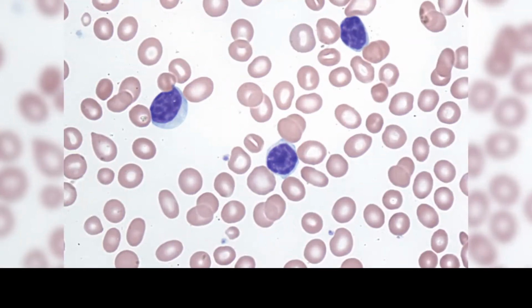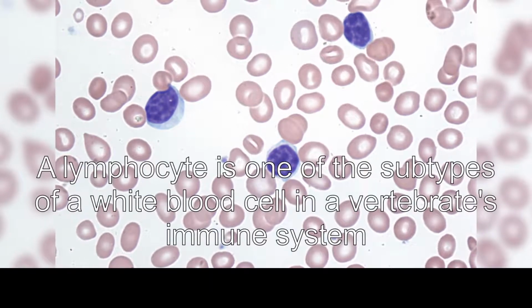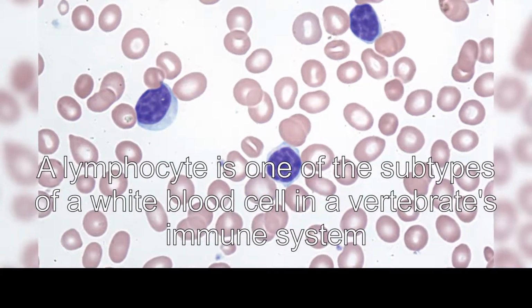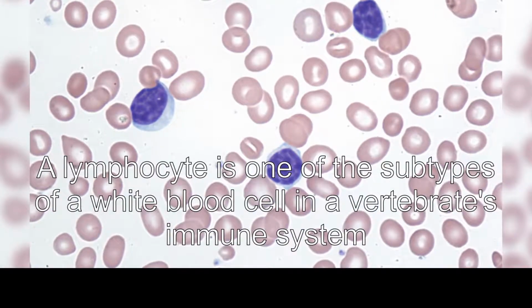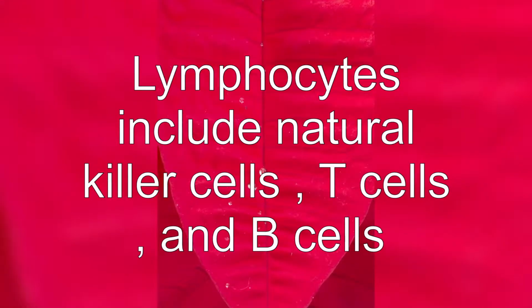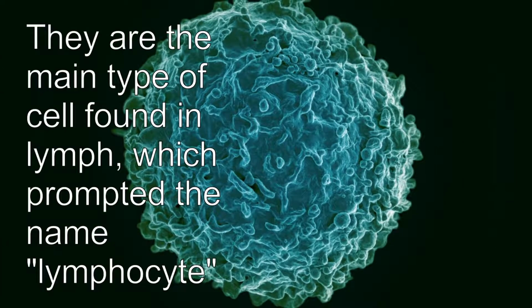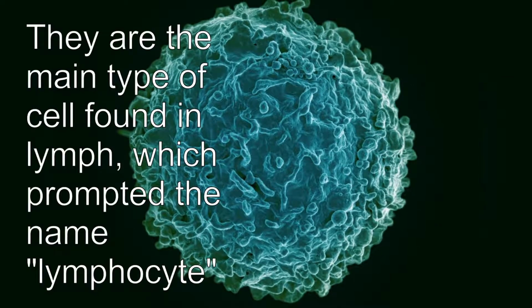A lymphocyte is one of the subtypes of a white blood cell in a vertebrate's immune system. Lymphocytes include natural killer cells, T cells, and B cells. They are the main type of cell found in lymph, which prompted the name lymphocyte. The three major types of lymphocyte are T cells, B cells, and natural killer cells. Lymphocytes can be identified by their large nucleus.